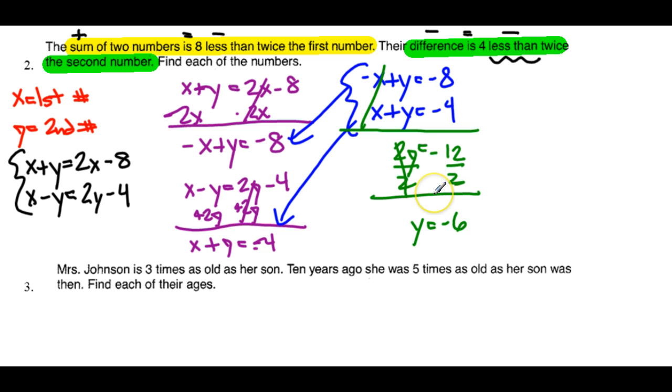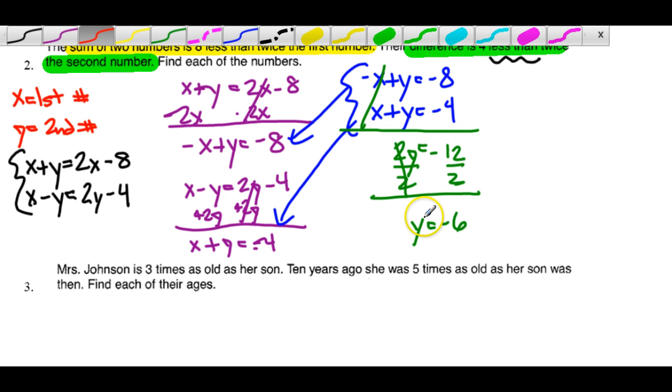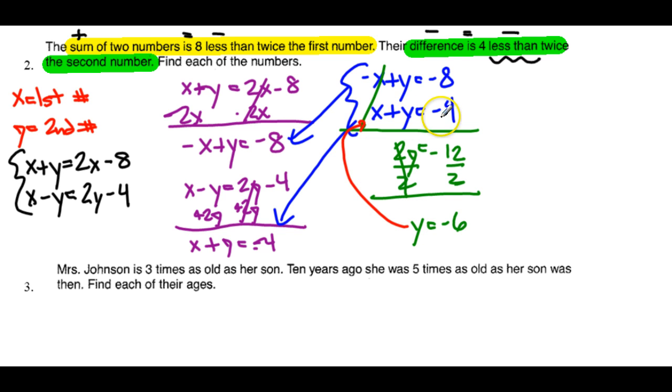Alright, so I found my y. Now I need to find my x. Okay? So as always, I'm going to take what I have and plug it in. I can plug this y equals negative 6 into one of the original equations or into one of the ones that I've changed. It's all the same. I'm just going to go ahead and plug it into this second one. x plus y equals negative 4. I'm going to substitute negative 6 for y. So it's going to be x plus negative 6 equals negative 4.